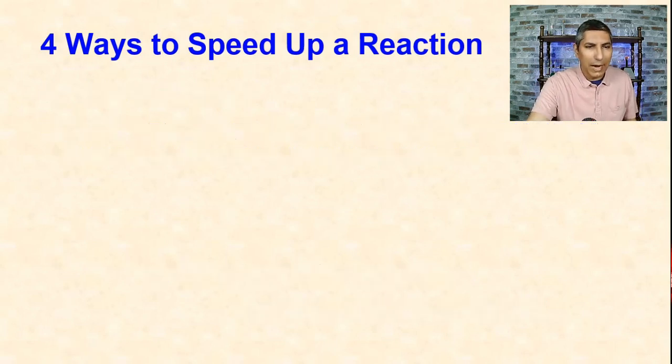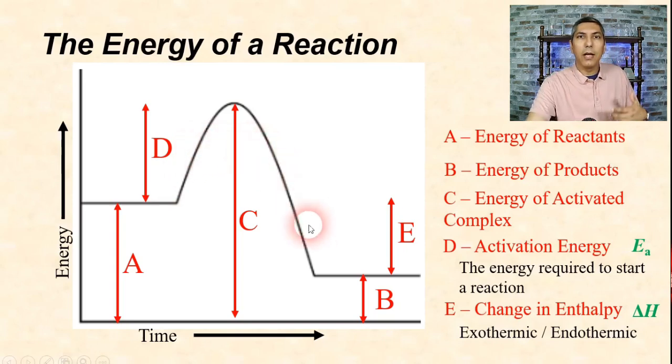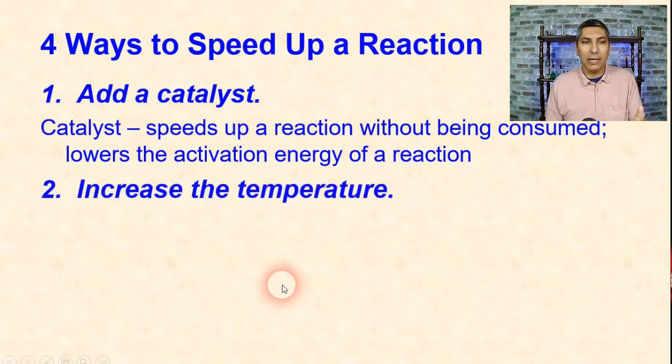So if we were to back up to that reaction energy profile, if we were to add a catalyst here, well, it would lower the activation energy to the point that maybe this hump, or this hill, I should say, would go to maybe this point here. It wouldn't go as high. And so we'd have a lower activation energy, and the reaction would go faster. So a catalyst is a good way to speed up a reaction.